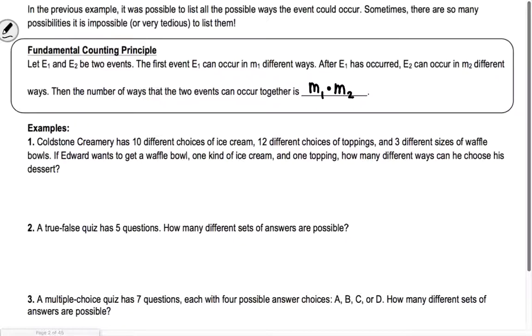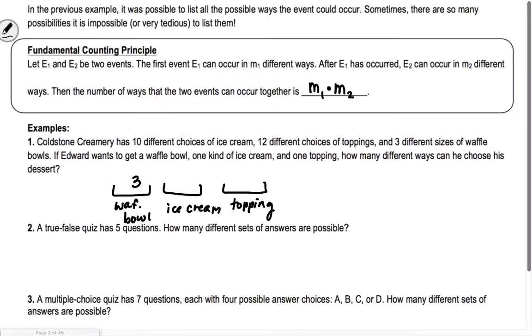So Cold Stone Creamery has 10 different choices of ice cream, 12 different choices of toppings, and 3 different sizes of waffle bowls. If Edward wants to get a waffle bowl, 1 kind of ice cream, and 1 topping, how many different ways can he choose his dessert? Yeah, Manish, what do you think? It would be 360. And how did you get that?